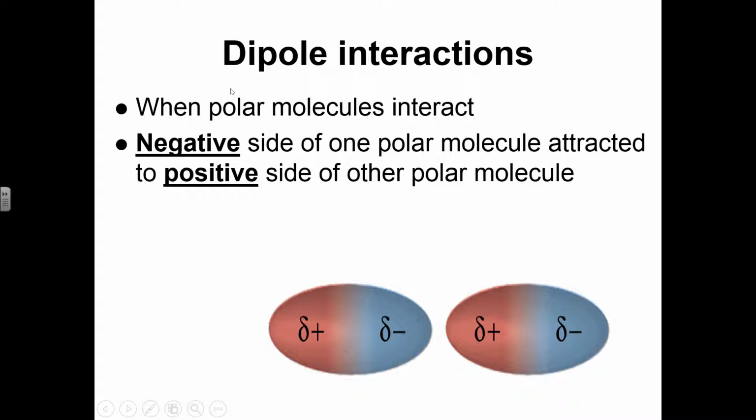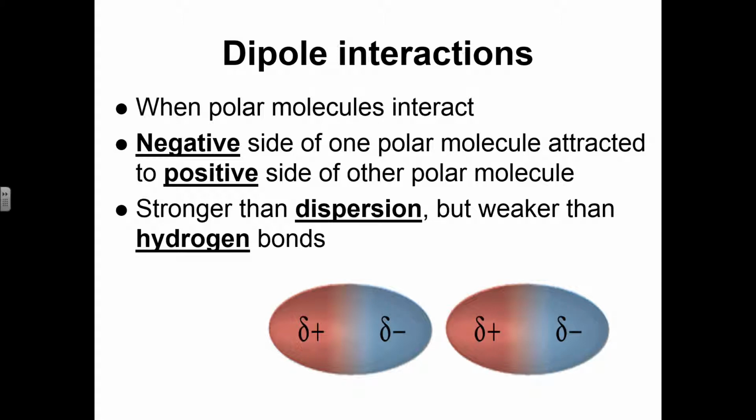Moving into dipole forces. So these are stronger because they are polar molecules. So already one side of the molecule is partially negative, and so in a second molecule, the partial positive side can attract. And so they have a stronger force between them. It's stronger than dispersion, but it's still weaker than hydrogen bonding forces.